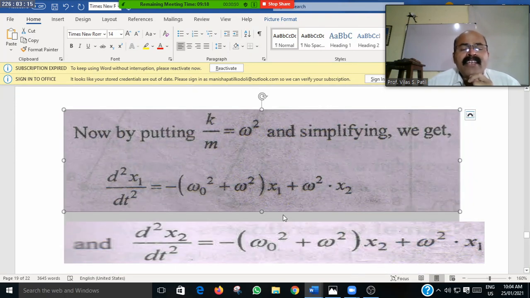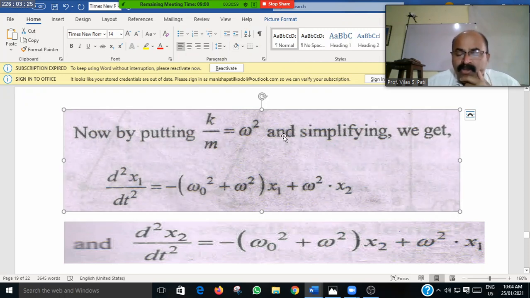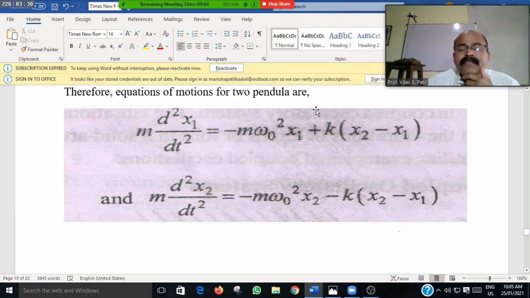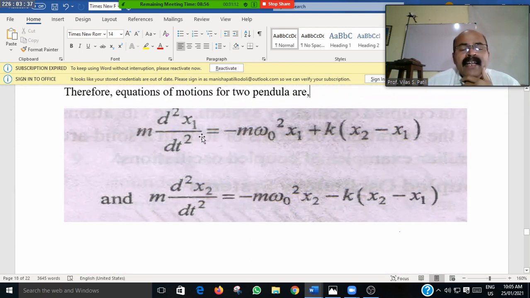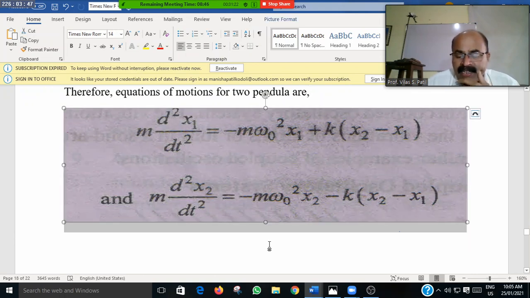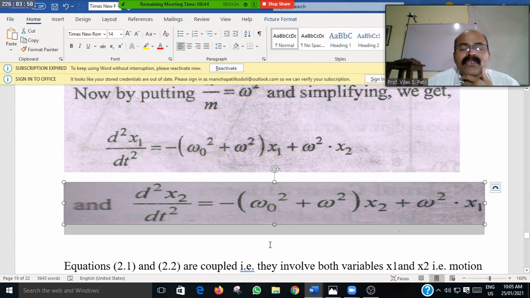नाउ पुटिंग k by m बरोबर ओमेगा स्क्वेअर पुट करायचं. काय आलं बघा मित्रांनो, d2x1 by dt स्क्वेअर मायनस काय पुटअप करतोय आपण इथं बघा, हा जो k आहे ह्याच्याबद्दल k by m, म्हणजे ह्या m न भागा, m गेलं, k by m आलं. या m ला भागा, m गेलं, k by m आलं. k by m बरोबर आपण ओमेगा स्क्वेअर घेतलं.